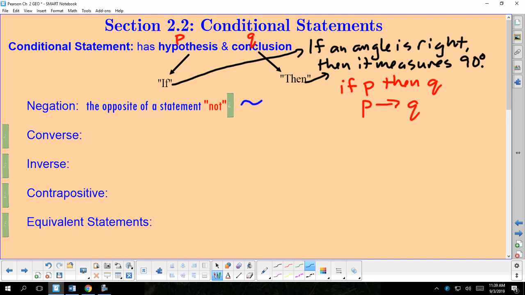The converse of a statement, we're going to flip the hypothesis and conclusion. So this would go Q, and P. We're flipping the hypothesis and conclusion. That is the converse of the statement.